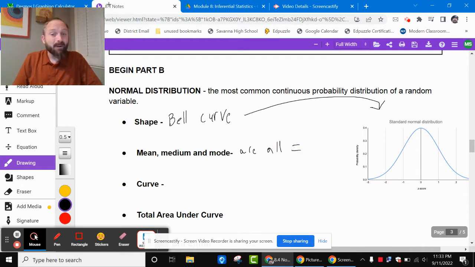Next up, the mean, the median, and the mode are all equal. They're all the same number. And where are they? They're going to be right here. The mode: where's most of the information? Right here. Most of the data is in the very center.